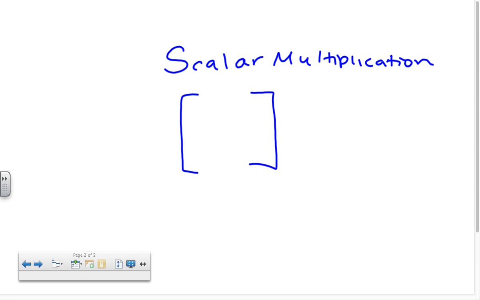So I'm going to take a 3 by 2. We'll do 5, -6, 4, 0, 2, and 5. Okay. So let's say that I wanted to take this matrix and we'll call it matrix C, and I wanted to know what 2C was. So what I'm going to do, this is basically saying 2 times C.